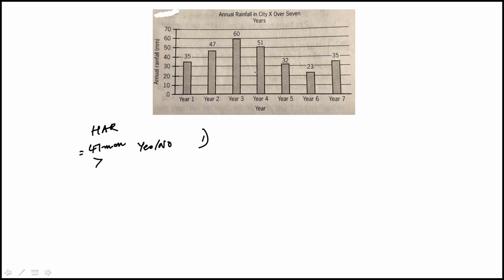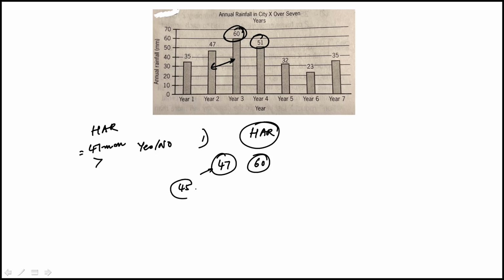It says in the 7-year period, the annual rainfall was greater than HAR in exactly 2 of the consecutive years. So it has to be these two. Because if it was this set, 47 and 60, then the HAR has to be less than 47. Let's say it was 45. But then the 60 and 51 pair would also satisfy the condition. So it has to be exactly one set of consecutive years, and that's why it has to be this set.